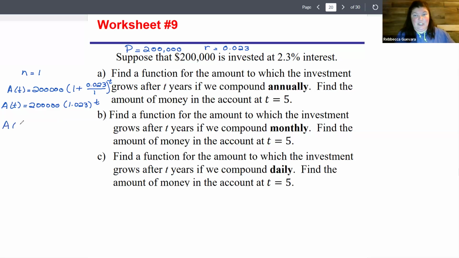So if I want to figure out how much is in there after 5 years, we have 200,000. Make sure I have that number right in my calculator. Be careful with these huge amounts that you have enough zeros when you do this. And we're doing this to the power of 5 because we want the value after 5 years. So after 5 years, your investment is going to have grown from 200,000 to $224,082.62.